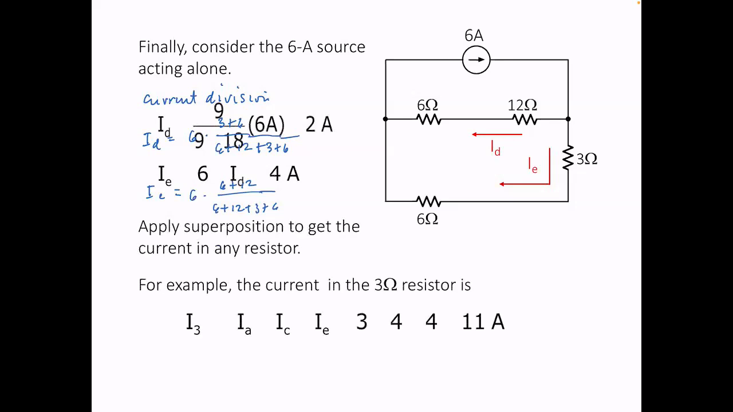So for example, if I wanted to get the current in the 3 ohm resistor, I in the 3 ohm would be equal to IA plus IB plus IE. No? So that will be this. Okay. So that's superposition.